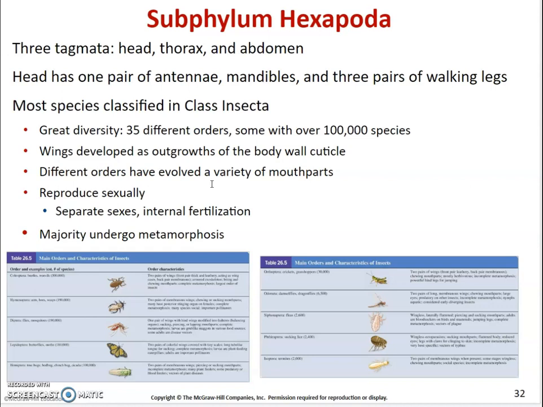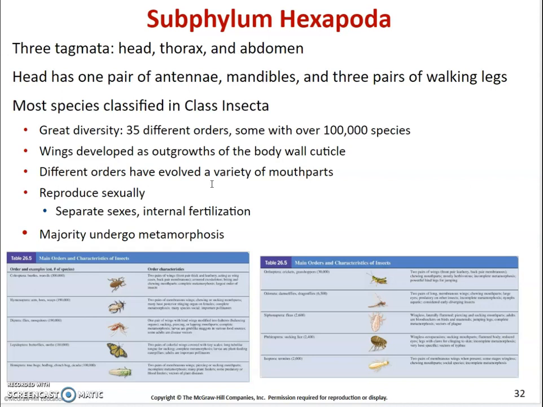Many of the different orders have evolved a variety of different mouth parts. So mosquitoes have a tubular mouth part, and flies have a tubular mouth part as well. However, other things have more of a jaw where they'll have a biting aspect to them. They reproduce sexually and have internal fertilization and male and female sexes for insects as well.